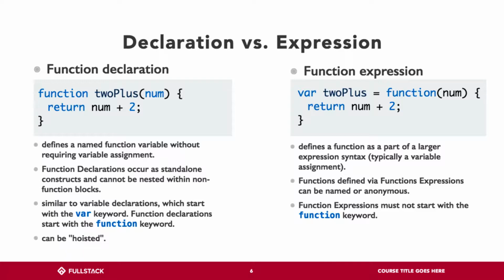But the other thing that's also really important to know, something you can do here that you can't do here, is this second bullet. You cannot create this in a non-function block. So if I have an if statement, like if this number is greater than 5, curly brace, inside of it I can create this variable called 2 plus, and I can make it a function. That's totally valid.